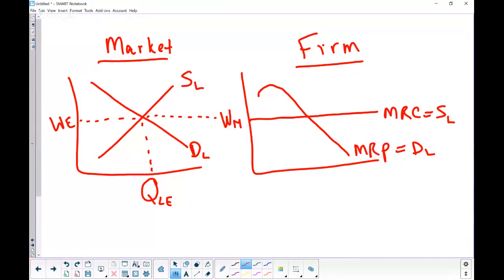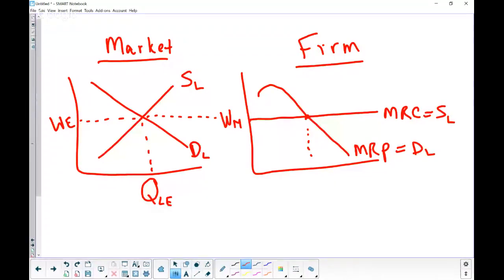Up here, this is how much they brought in, and this is how much it cost me. Here, at this intersection, that's how much it brought in and how much it cost me: equal. If I were to hire one more, it costs me here and they only bring in this. So I'm actually losing money. So that's why we hire as long as MRP is greater than MRC.